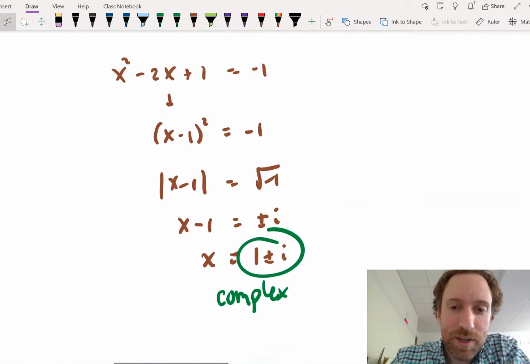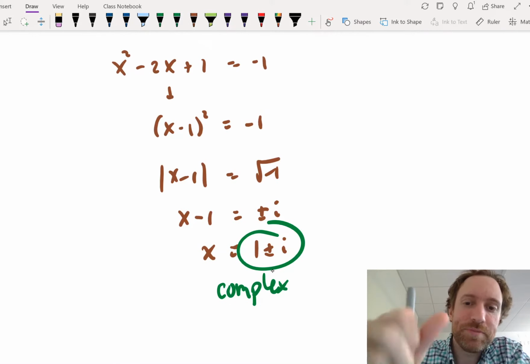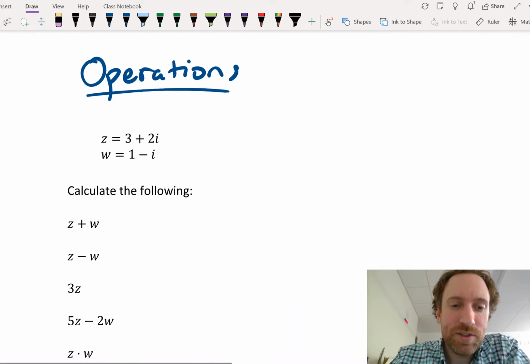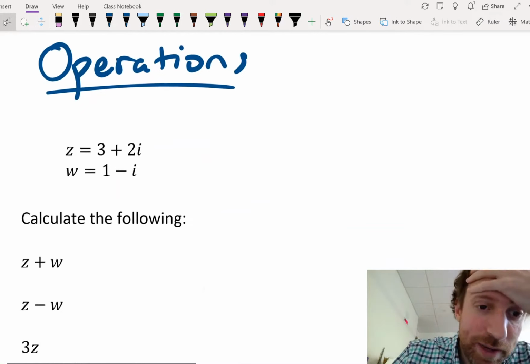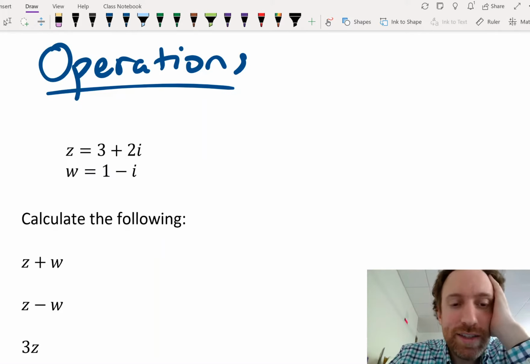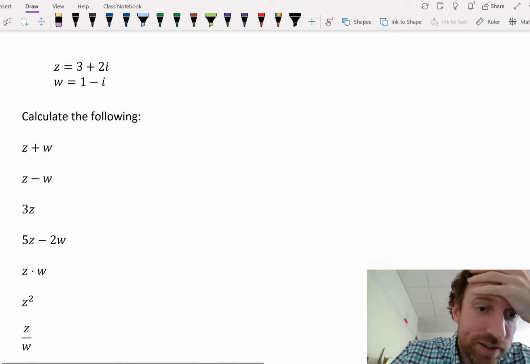Here's another example. This one was simpler because I just had the square root of -1, which I just rewrote as i. Okay, but here's what we're going to do. We're going to try operations. The main types of complex number questions that I see on the exam are about operations, where you have complex numbers, like in this case I made z and w, and you're supposed to do some calculation with them. Here I have some sample calculations.